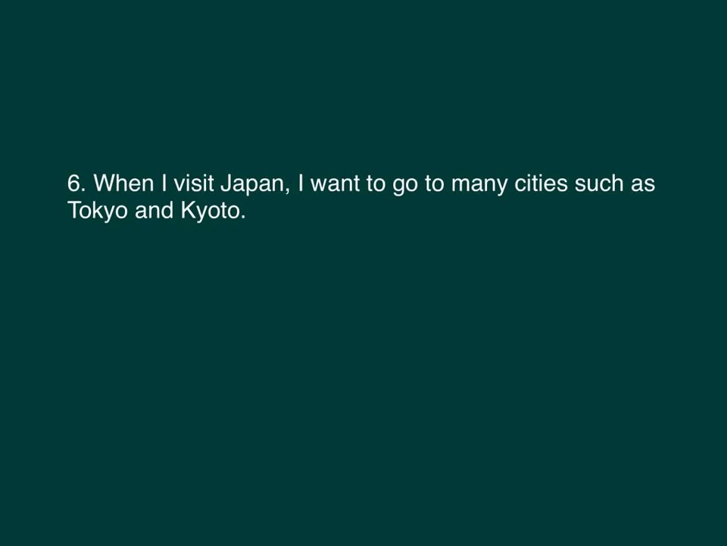Now let's move on to question number 6. When I visit Japan, I want to go to many cities such as Tokyo and Kyoto. Let's take a deeper look. When I visit Japan, comma, I want to go to many cities such as Tokyo and Kyoto, period. Now let's proofread it together.